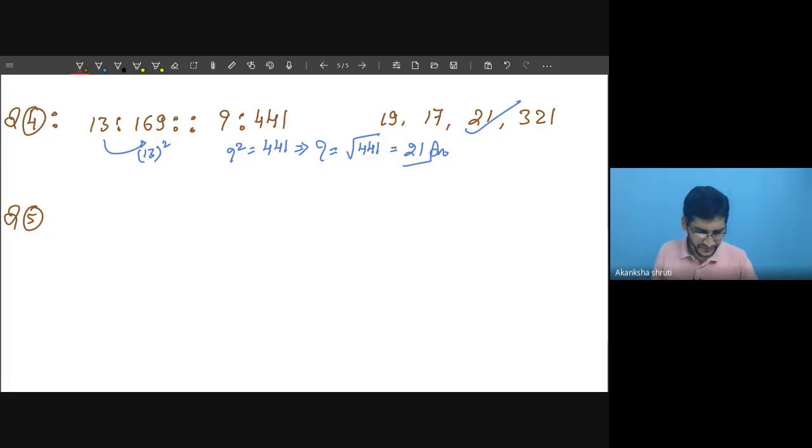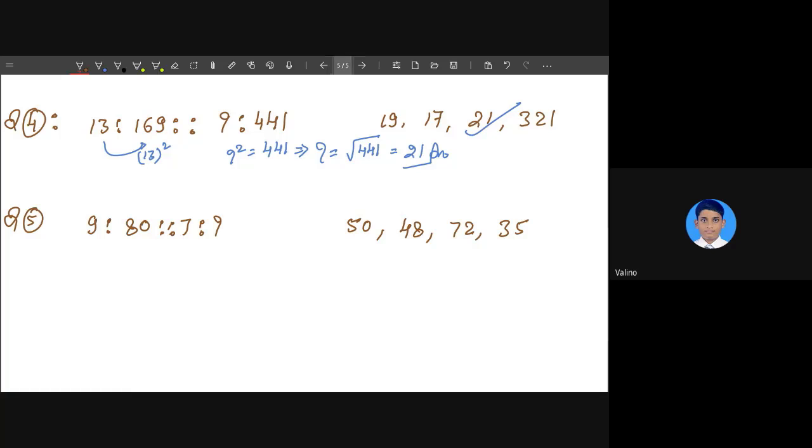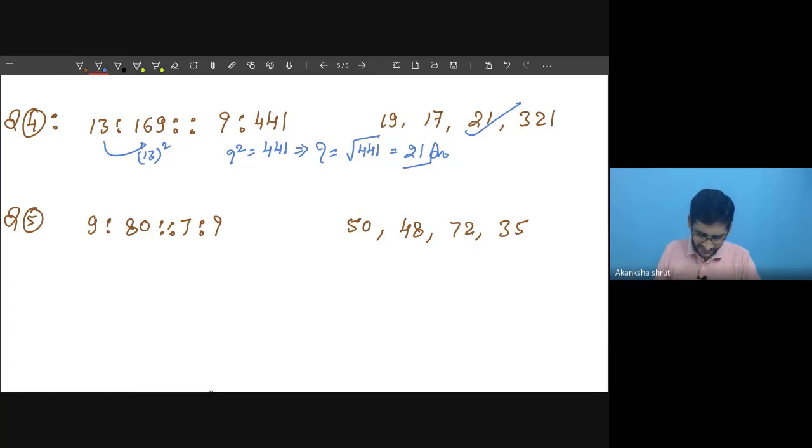Students, let me take one more question. Say 9 is to 80, then 7 is to what? Note down the options given: 50, 48, 72, 35. 48. Very good. Here we are getting this is nothing but 9 square minus 1.